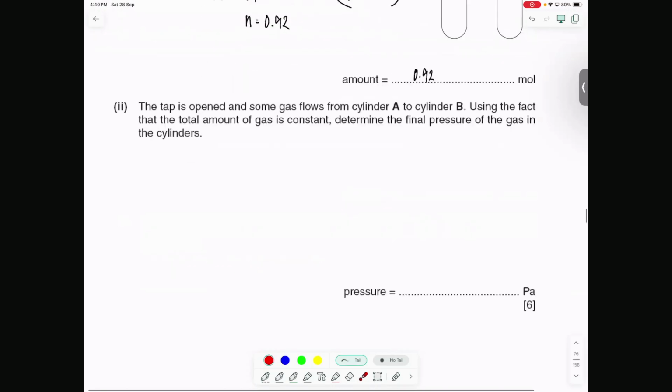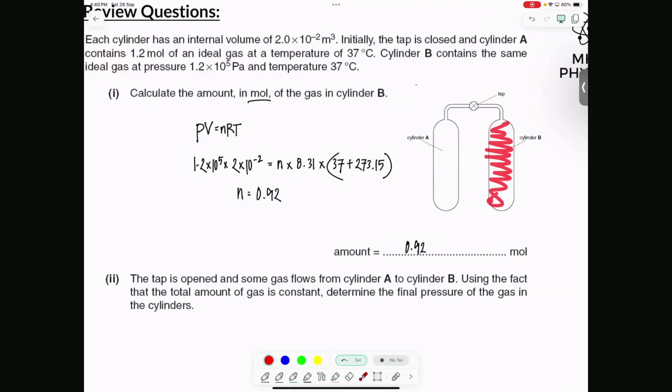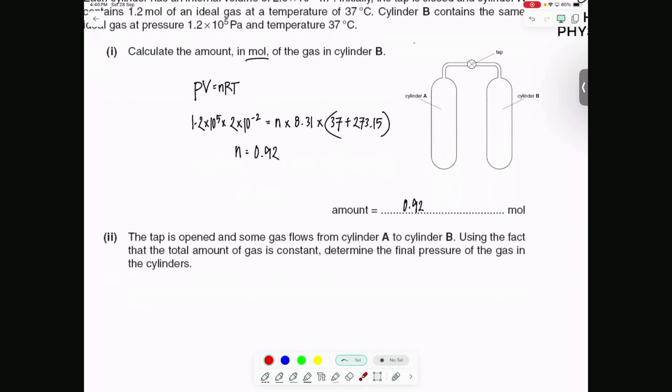So the tap is open and some gas flows from A to B. You open the tap and gas from here will flow to that side. First of all, each cylinder has an internal volume of that much. Initially, the tap is closed and the cylinder contains that much. So there's gas here, and there's also gas there. Using the fact that the total amount of gas is constant, determine the final pressure of the gas in the cylinders. So the gas is mixed, and you need to find out their combined final pressure.